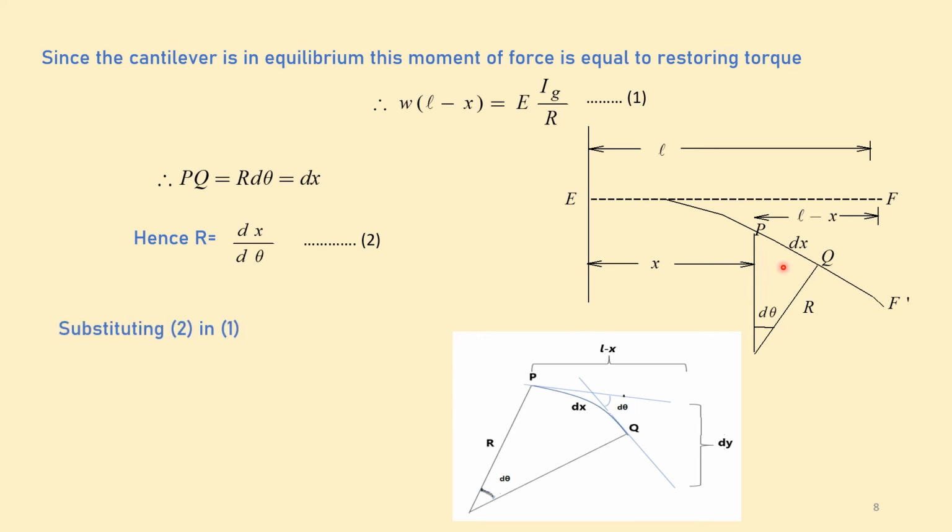Now substituting equation 2, R is equal to dx by d theta, in equation 1, we get W into L minus X is equal to E into IG into dx by d theta, substituted in place of R. The enlarged diagram of this section PQ is shown in this figure for a better understanding. So now from this expression, d theta can be expressed as W into L minus X by E into IG, into dx.